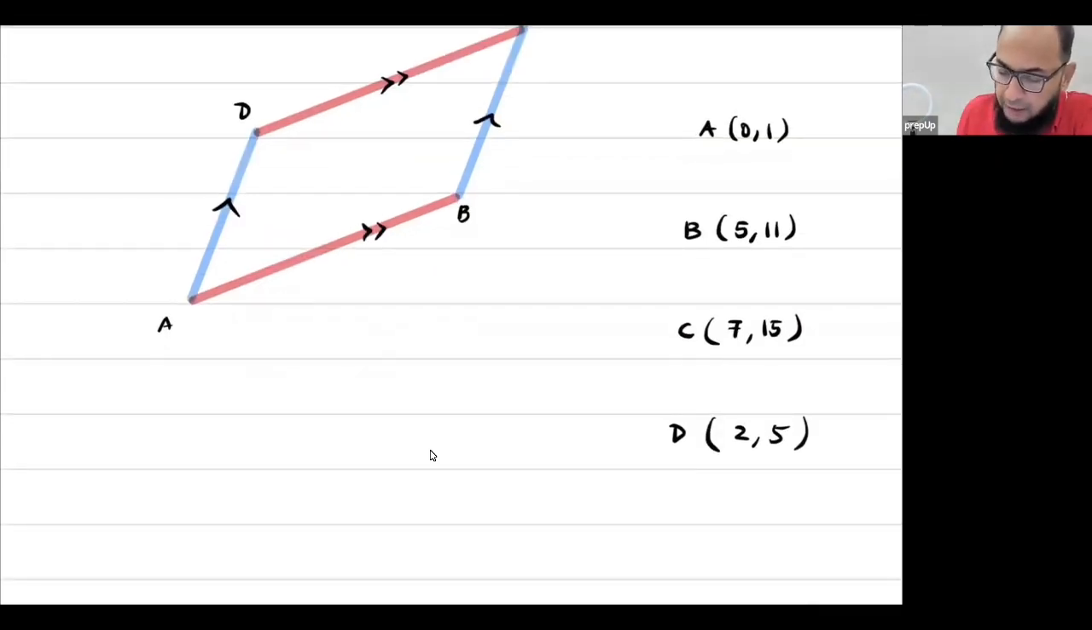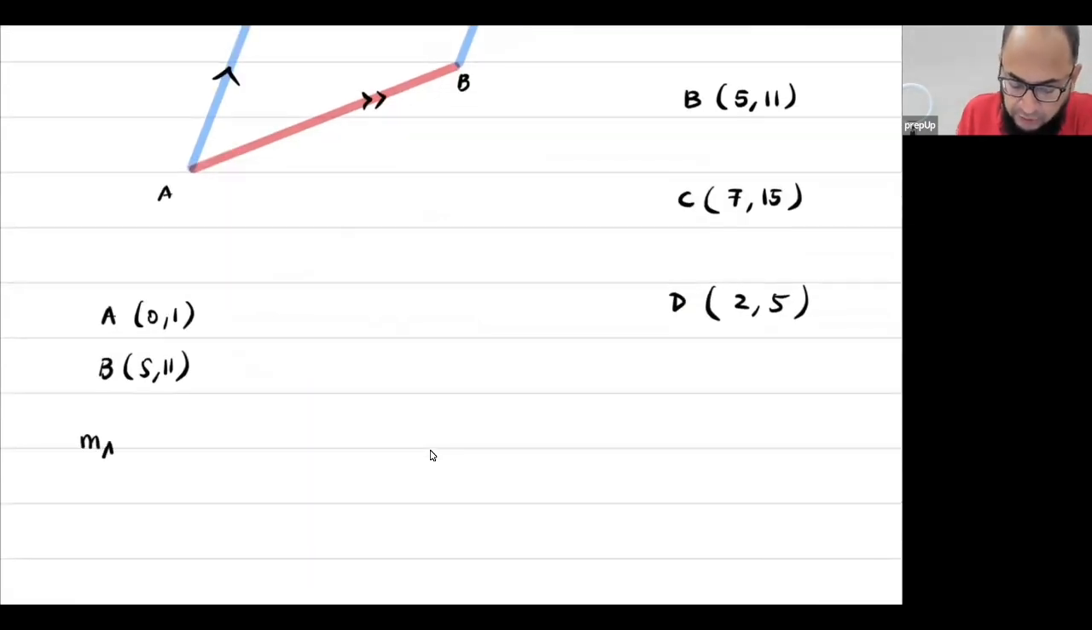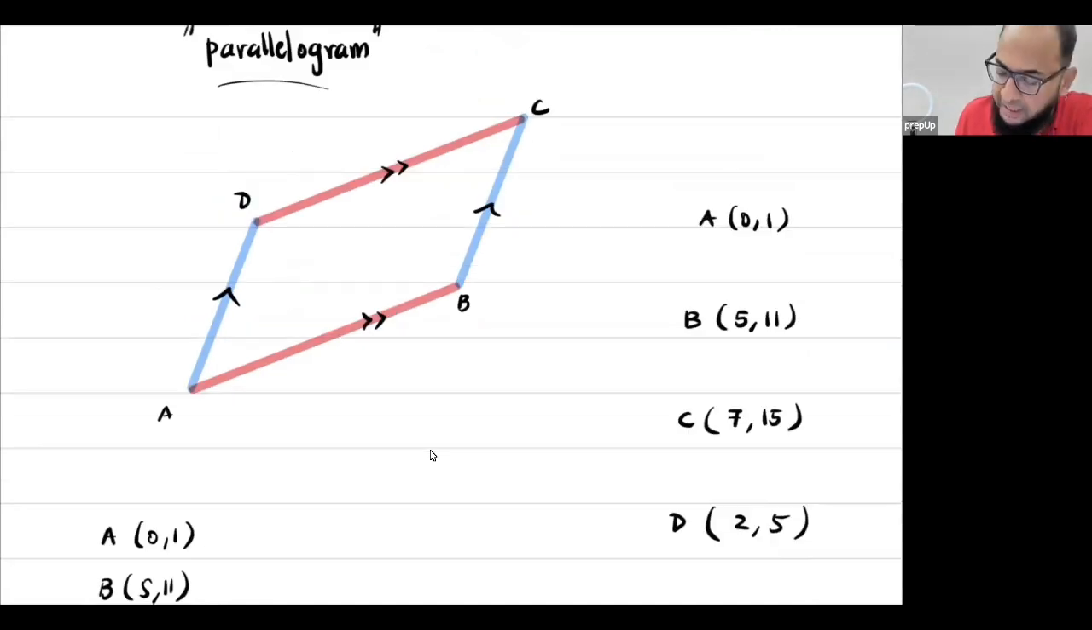First of all, I have A, which is (0, 1), and B, which is (5, 11). Let me calculate the gradient of AB. Gradient of AB is (1 minus 11) over (0 minus 5), that is negative 10 over negative 5, which comes out to be positive 2.